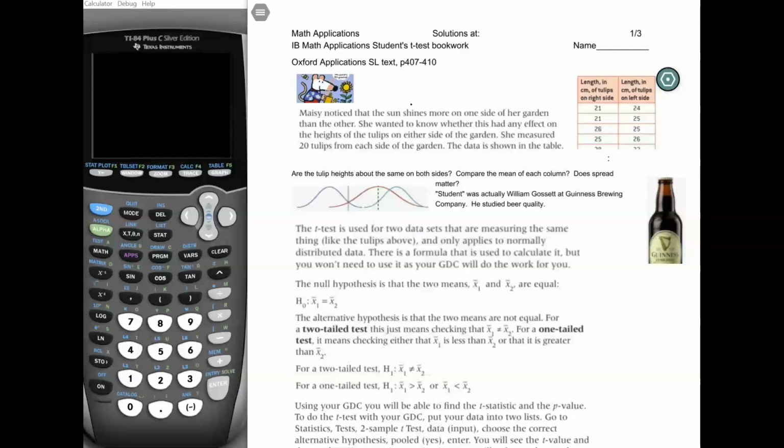So for a two-tailed test, the alternative hypothesis is that they are not equal to each other. So one might be less, one might be more. You're not figuring out which one is less or more. You are just figuring out that they're not equal to each other.